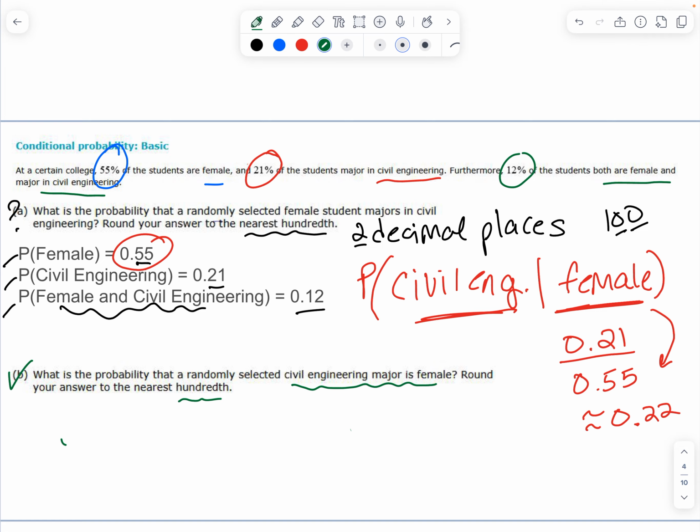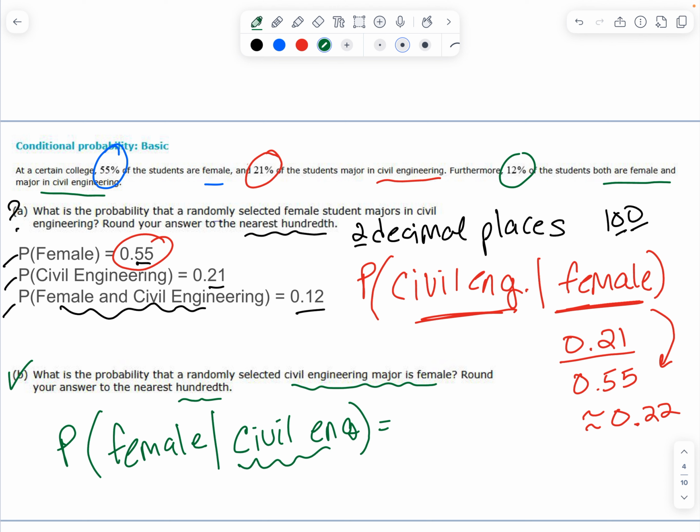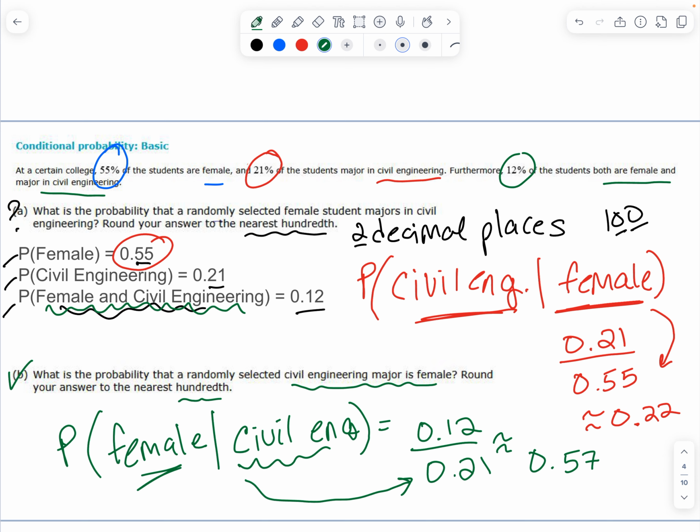Okay, so what they're really asking is for you to find the probability that you choose someone who is female given they are civil engineers. Okay, so civil engineers, we know we're going to start here in your denominator. So civil engineers is 0.21. And then the chances that they're female and a civil engineer is 0.12. So 0.12 divided by 0.21 is roughly 0.57, or a 57% chance.